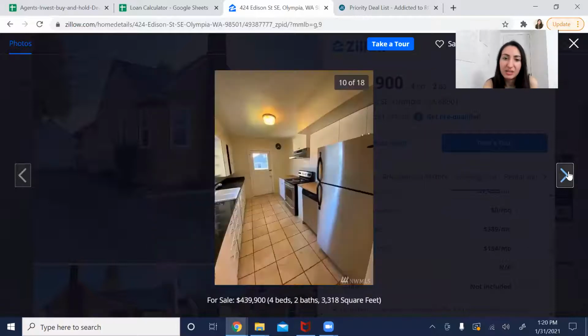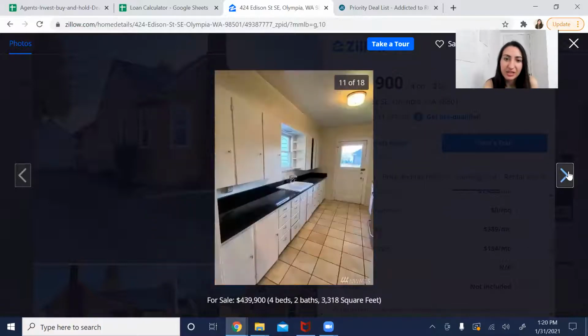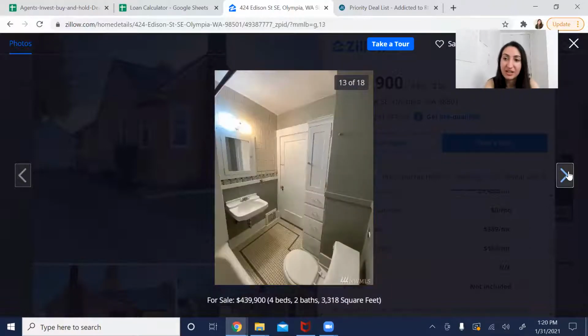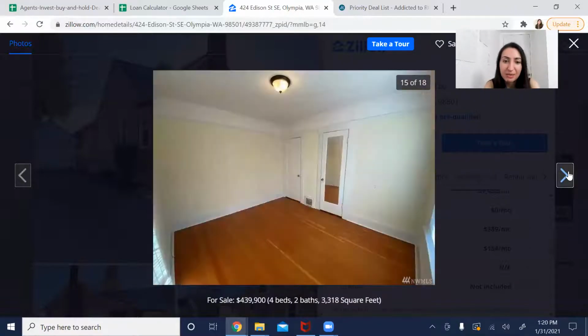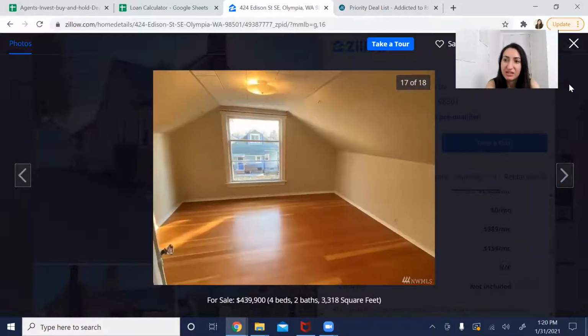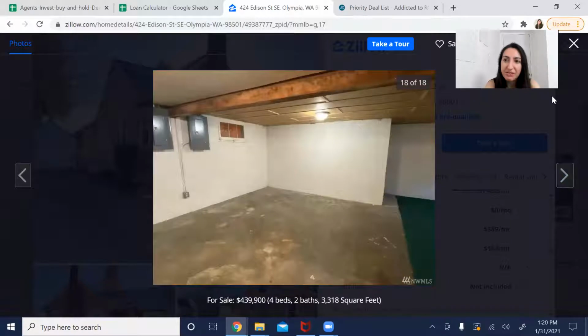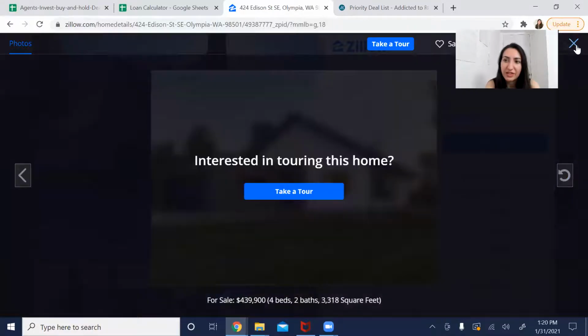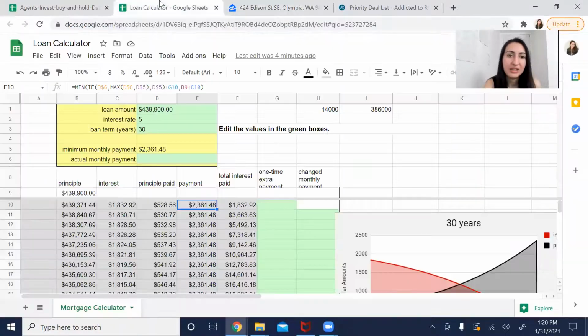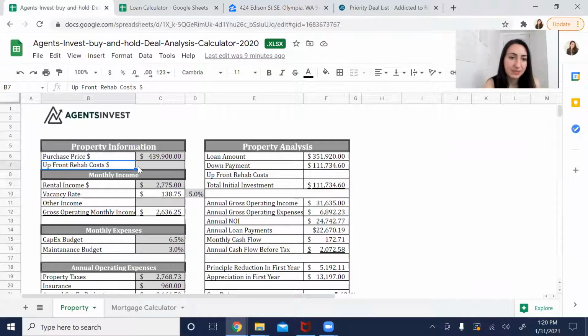Of course, there is going to be the inspection period, and during the inspection, you will see if there is anything that needs to be done. But according to the picture and to the description of the listing, that seems like a very ready to move in house. And so I come back here, and then I have the rental income.